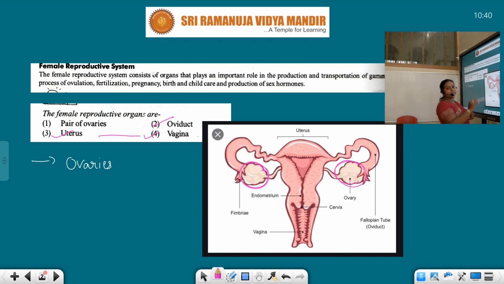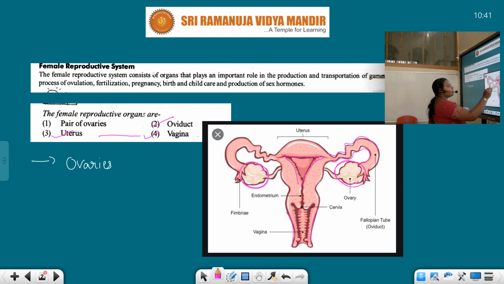Students, these are the pair of ovaries. One is on the left side and the other one is on the right side. And this is the oviduct. It is a pipe-like or tube-like structure which connects the ovary with the uterus, and this is the uterus, students. At the center, a cavity-like structure is there. The uterus is a muscular bag-like structure, and the next important part is the vagina.